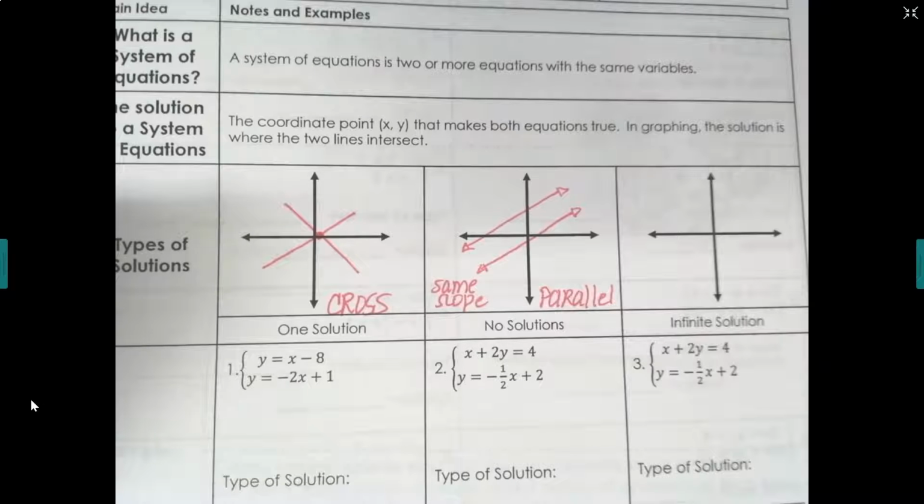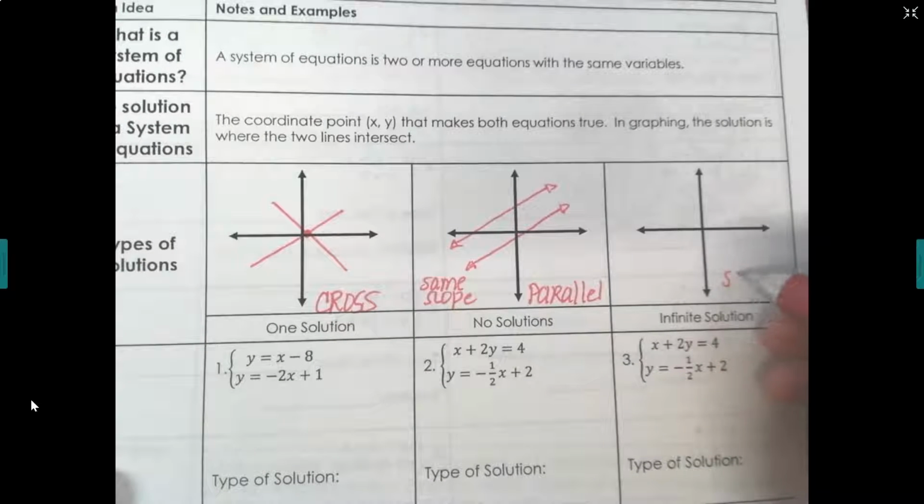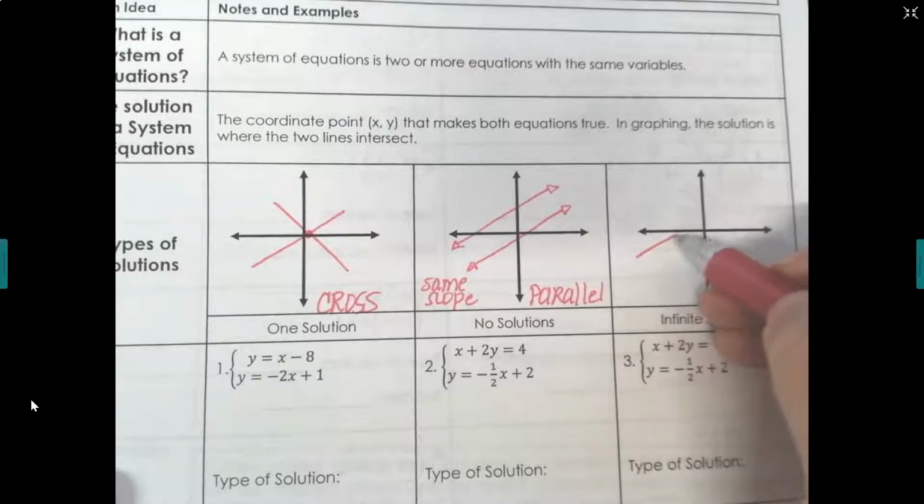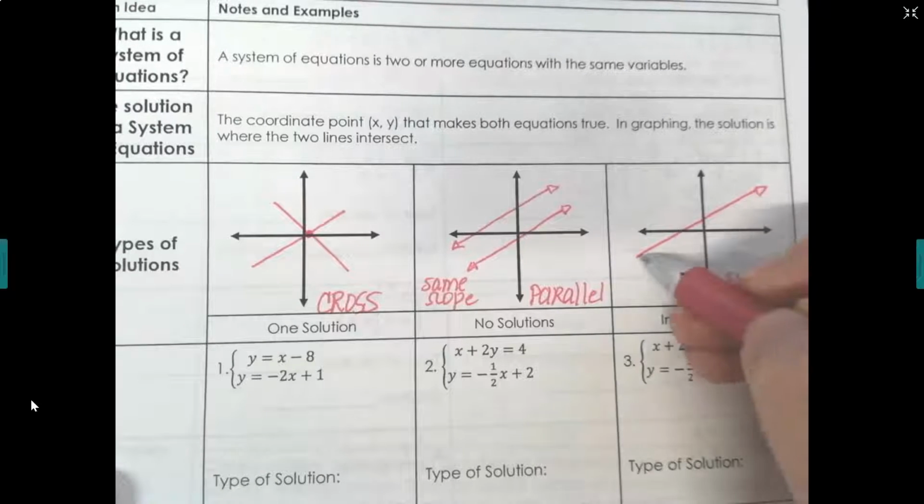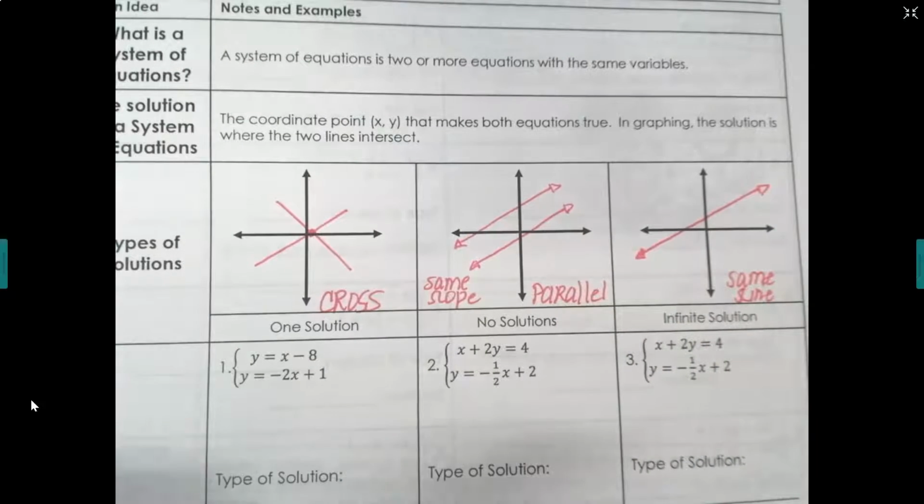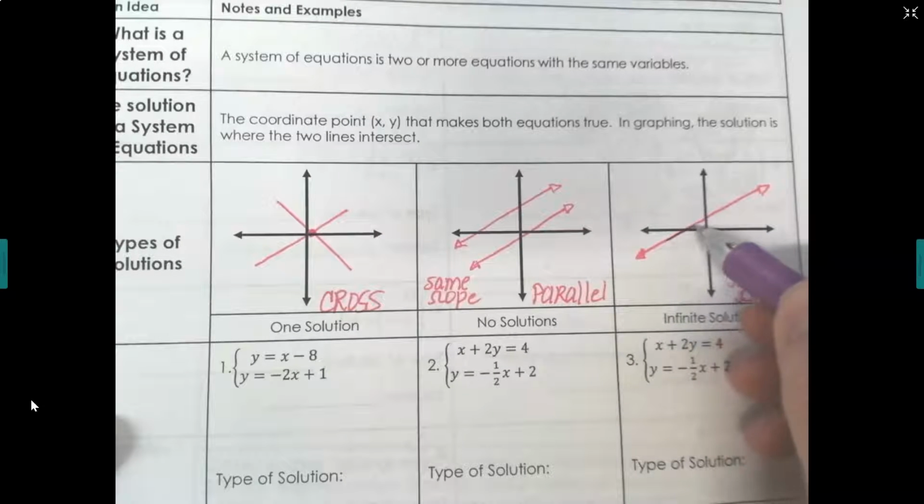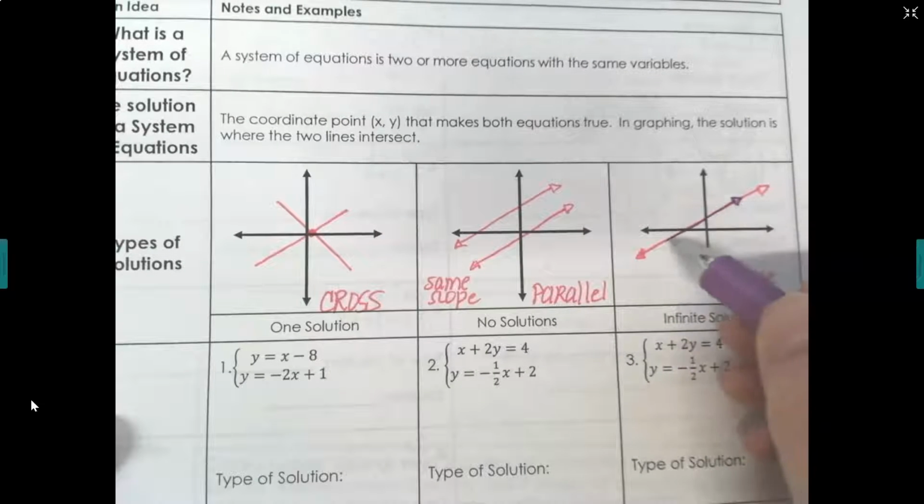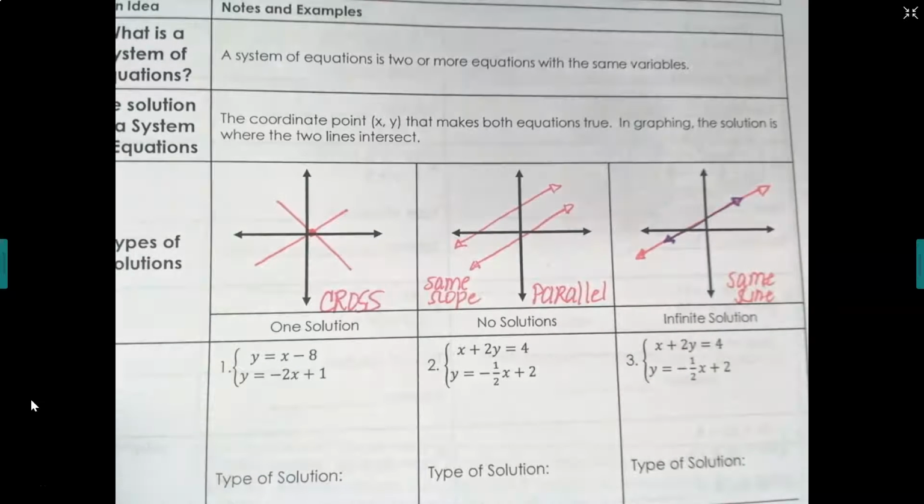Now, infinite solutions means they share all of the points. Okay? That means it's going to be the same line because they share all of the points. And so how you'll often see this drawn is you'll have a line with the arrows on the end, and you may or may not see the second line, but you'll see like a second set of arrows sitting on top of the first line, kind of like that. And they're sharing every single point in common because they're the same line.